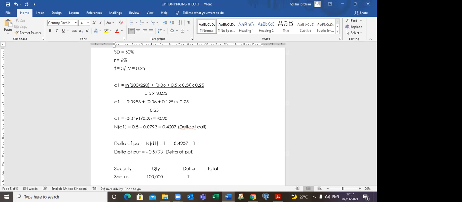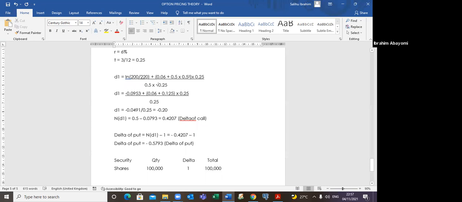So when we are done with this, we now say total. Total is that quantity multiplied by the delta. So 100,000 times 1 is still 100,000. Put 100,000 there. The next one we want to put there is the put option. That is the second thing. Do we know the quantity of the put? No, put X. You can use any letter of your choice, but I prefer using X.